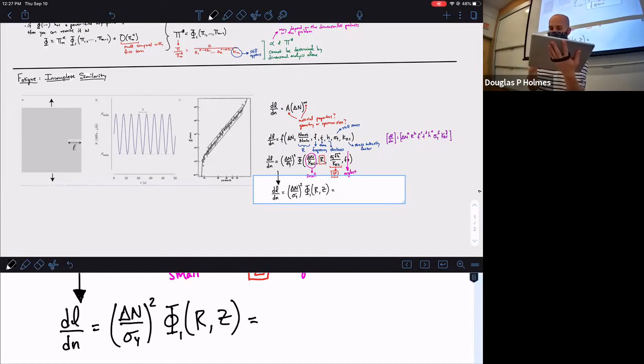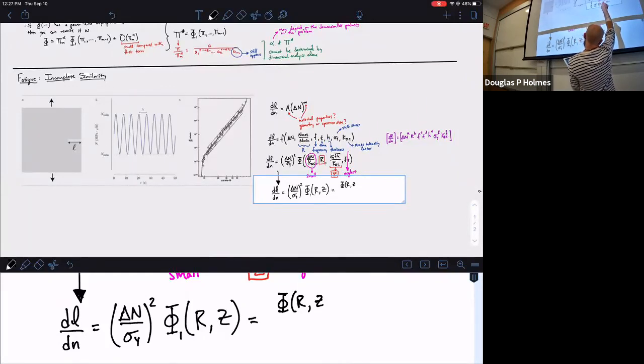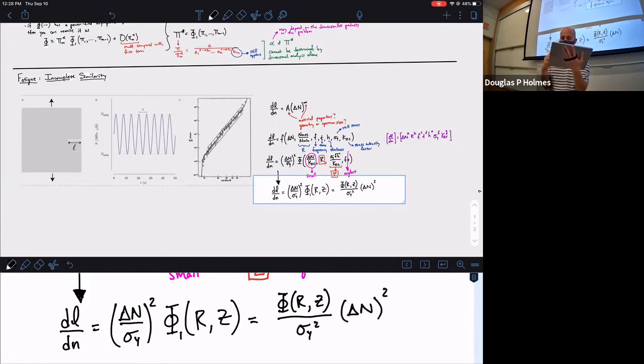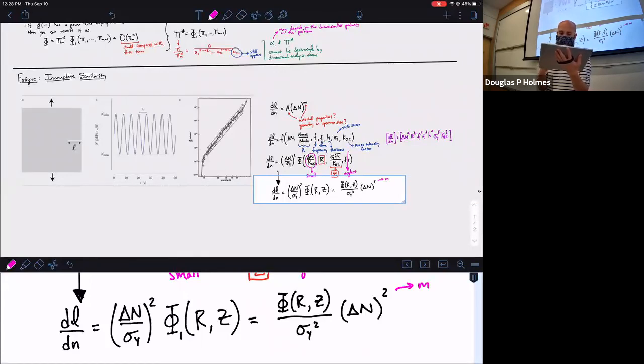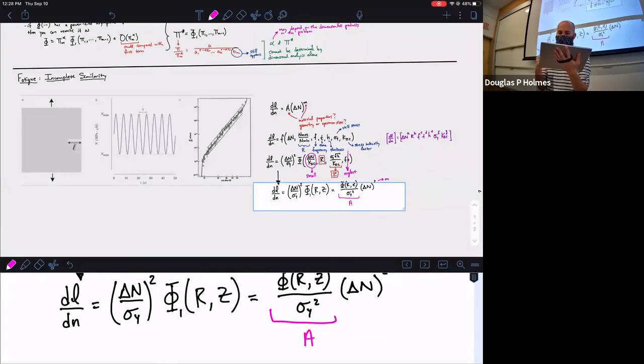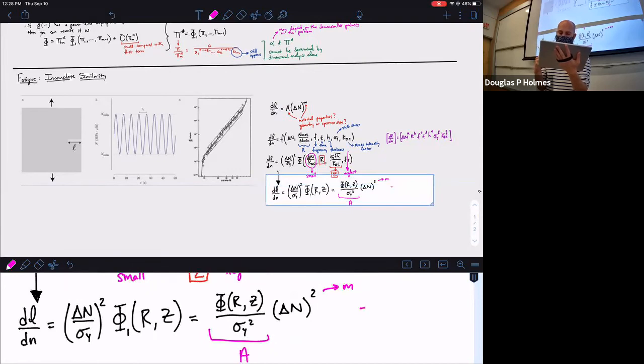So I can rewrite this and say that I have phi 1, which contains some loading parameter r, which is n max over n min, and some kind of coupled material and geometric parameter z, which contains two material parameters, yield stress and stress intensity factor, and the specimen size. So this is great. And I can divide that by the yield stress squared. And the reason I'm doing this is just, like I said before, because now it looks like I'm done. I can say this is my m. And this quantity here is my a. And therefore, I have a delta n squared.